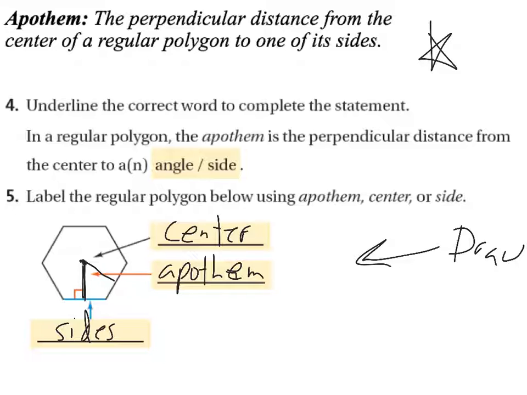I could draw it this way with perpendicular, I could draw it over here, I could draw it up there, over here, or down here. These are all apothems, they're all the same length. I could use any one of them that I want to.